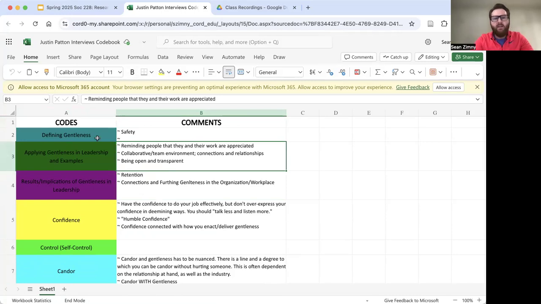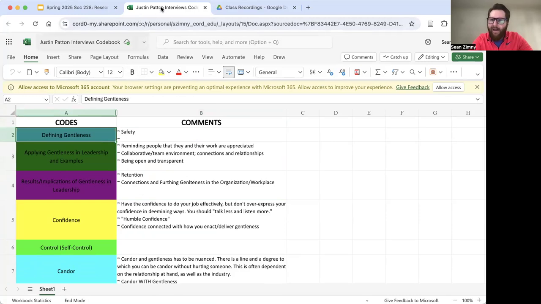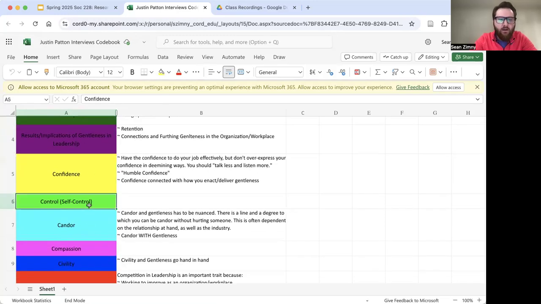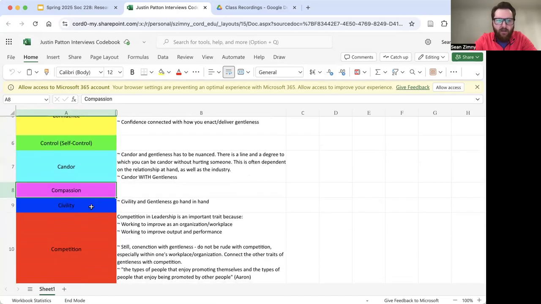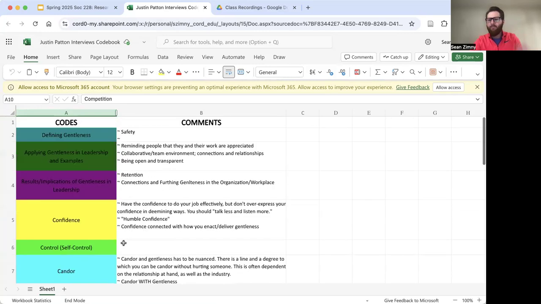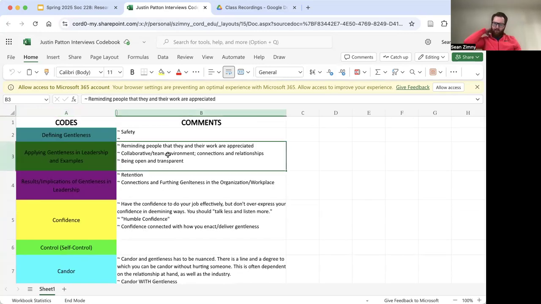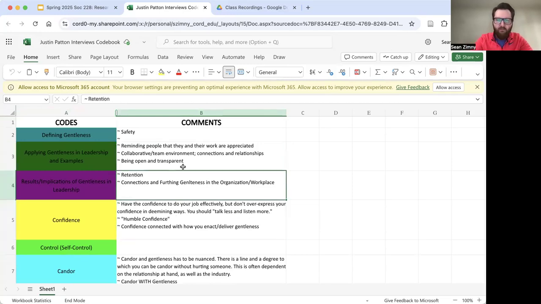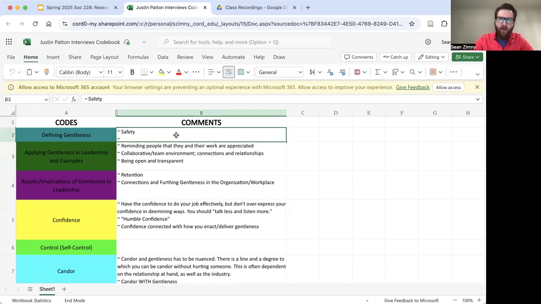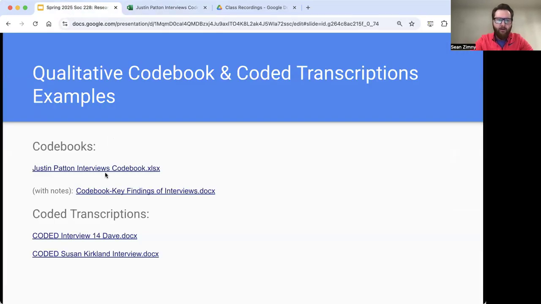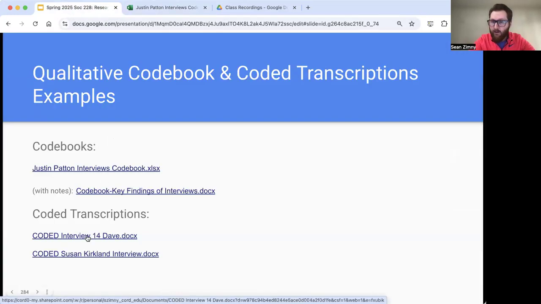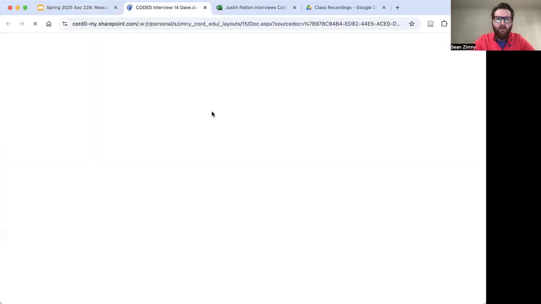So the codes for these interviews, the big themes that came up in these interviews for this certain project, I don't recall the project, was defining what gentleness is, or applying gentleness as a concept in leadership, results and implication of gentleness in leadership, confidence, control and self-control, candor, compassion, civility, competition. Examples of just codes of what's actually coming up in the interviews. And then you see comments throughout of how do you define that, or what are some specifics that are coming up. So now let me show you what an example of a coded interview with this would be. So let's try this one.